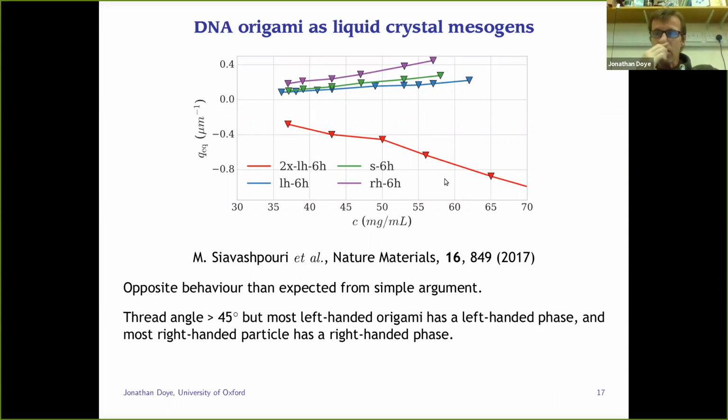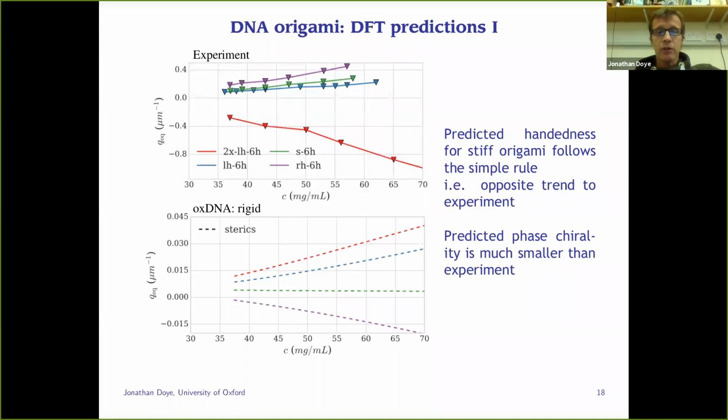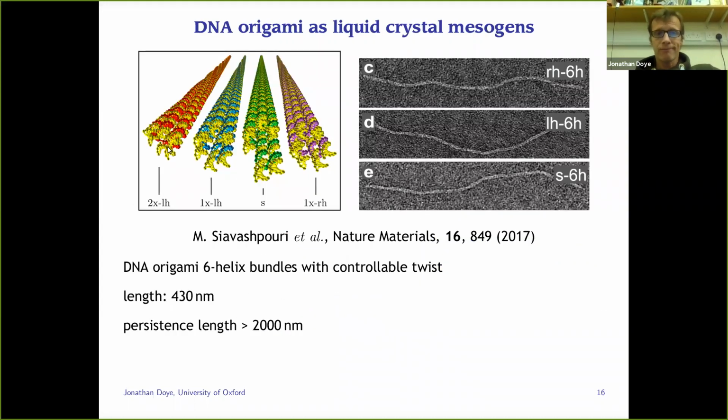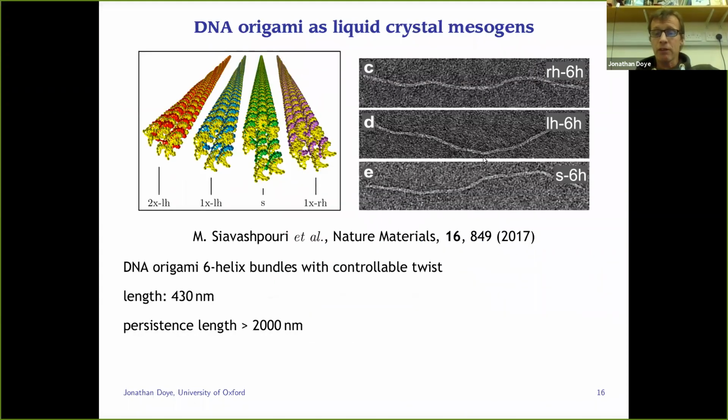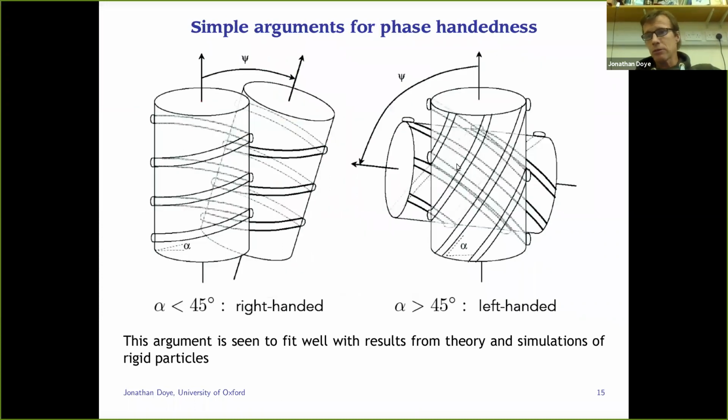So we tried to start to look at this with our density functional theory approach, using oxDNA to model the origamis. So here's the experiment again, and this is what we found. I've used the same color scheme as when we looked at rigid rods. We've just taken these rigid structures, assuming they're rigid for the moment. And what we see is the right-handed one, the purple, is left-handed, and the left-handed one is right-handed. So that agrees with this basic rule here, but is in total opposition to experiment.